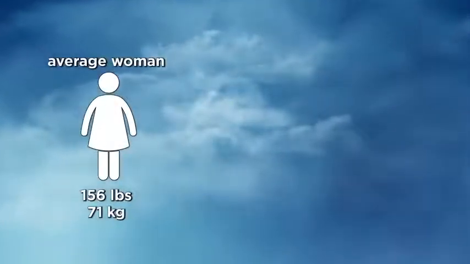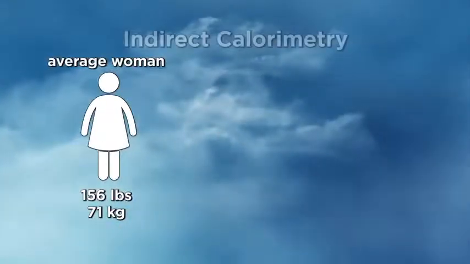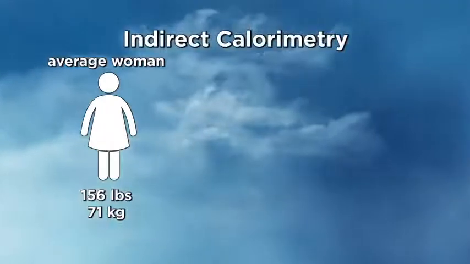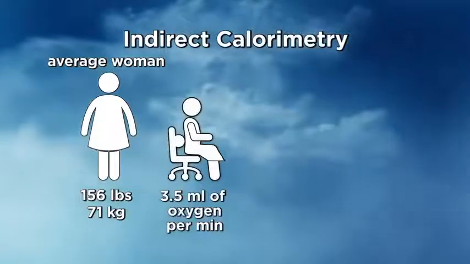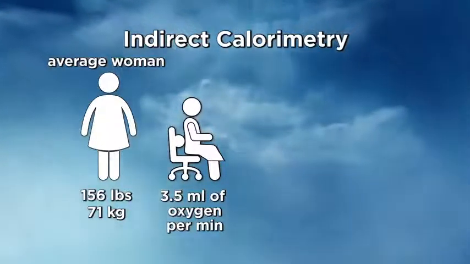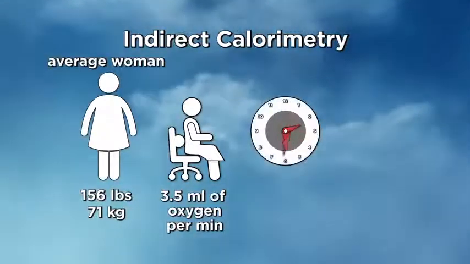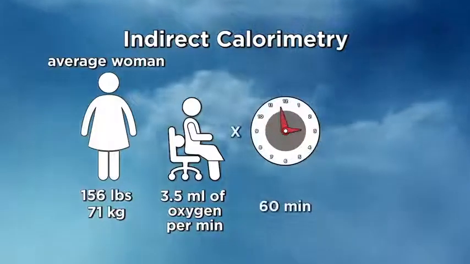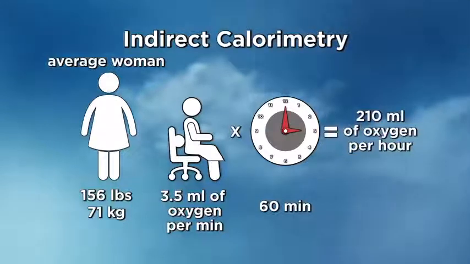Knowing that the average woman weighs 156 pounds or 71 kilograms, let's use that as an example now to calculate her energy expenditure using indirect calorimetry. Well, at rest, about 3.5 milliliters of oxygen are consumed per minute. So to learn how much oxygen she uses every hour, we multiply 3.5 milliliters times 60 minutes. So she uses 210 milliliters of oxygen per hour.